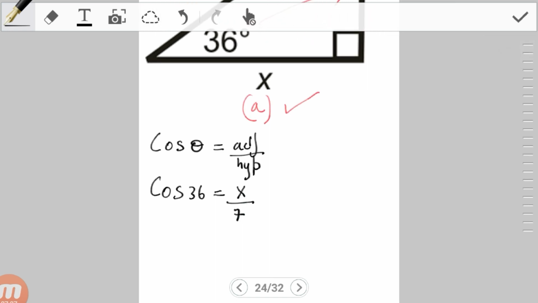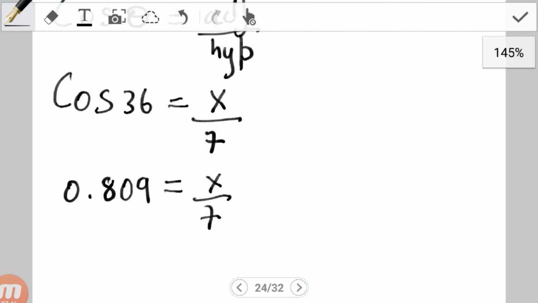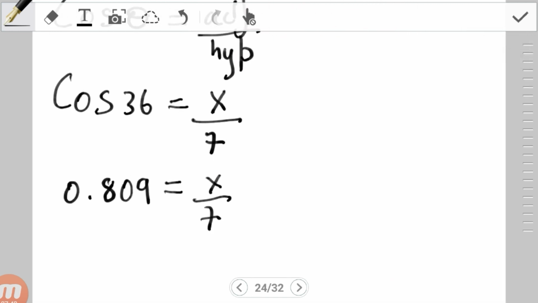So ensure that you have your calculator at hand. We're going to find the cos of 36 degrees, and that's going to be 0.809, and that's going to be equivalent to x divided by 7. So if we have that, then you'll find that just like before, the unknown is at the top, the unknown variable is at the top.